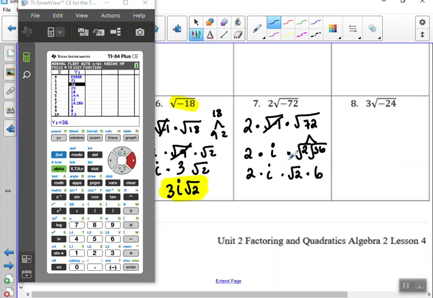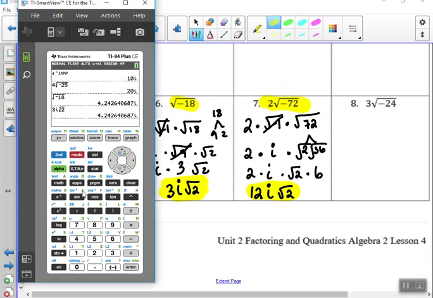Now you're going to put everything together. Put the 2 and 6 together. When I say put it together, it's being multiplied together. 2 times 6 is 12. And then put the i to take care of the negative part here. And then square root of 2. Okay? So 2 square root of negative 72 is equivalent to 12i square root of 2.